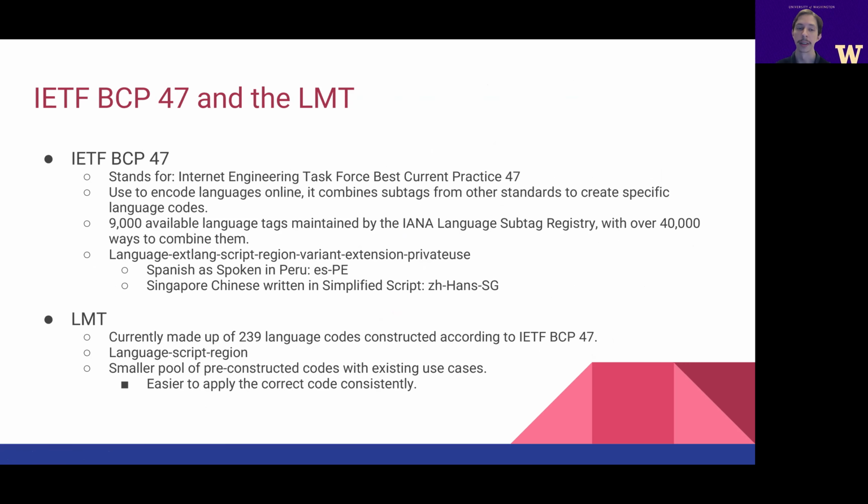IETF BCP 47 stands for Internet Engineering Task Force Best Current Practice number 47. It's used to encode languages online. It combines subtags from other standards. There's over 9,000 available subtags maintained for it, with over 40,000 ways to combine those to create language codes. The LMT, by contrast, currently has 239 language codes constructed according to IETF BCP 47. That means that people using the LMT are choosing from a smaller pool of pre-constructed codes with these existing use cases, so that it's easier to apply the correct code consistently.